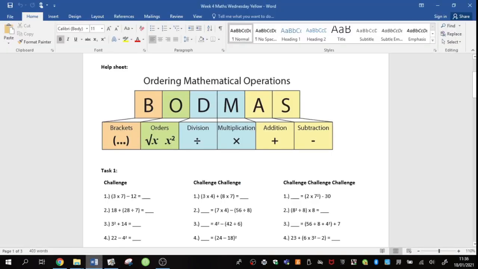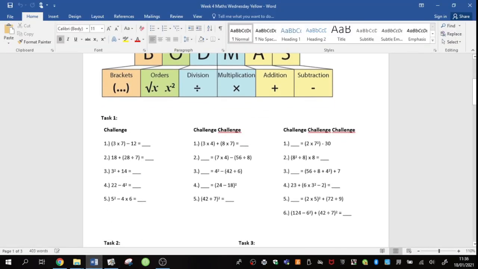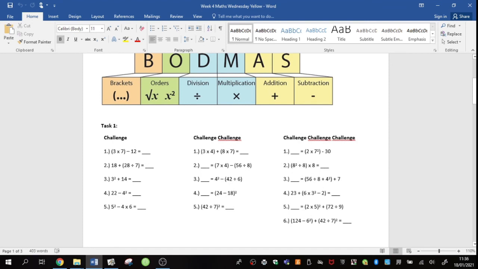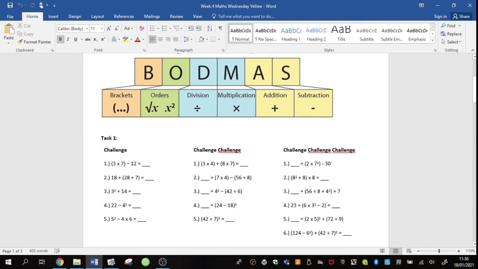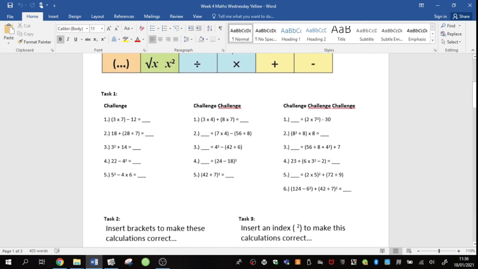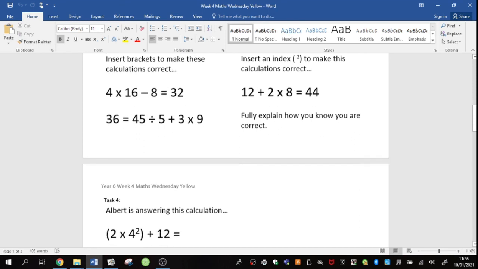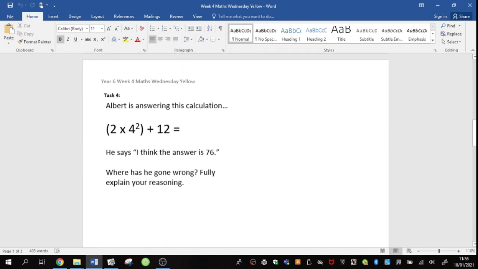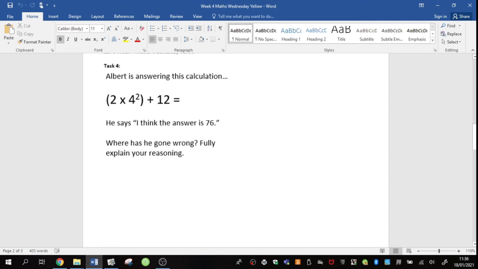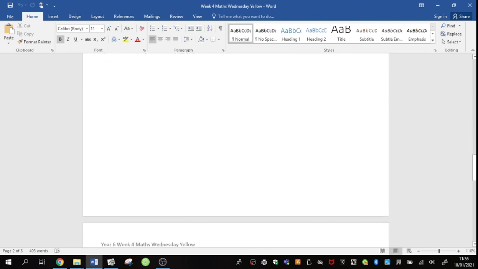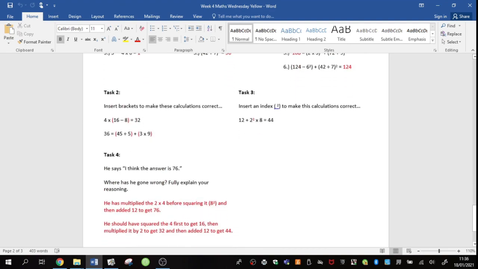Your task today, similar to yesterday, you have challenge, challenge, challenge, and challenge, challenge, challenge questions. I would expect at least 12 done, so mix and match, completely up to you. Today we are going to be looking at brackets and orders, and you'll see that there are squares and cubes in there too. Tasks 2, 3 and 4 are looking at some mastery questions to show your teacher how much you understand this entire BODMAS process, and then all answers are at the bottom.